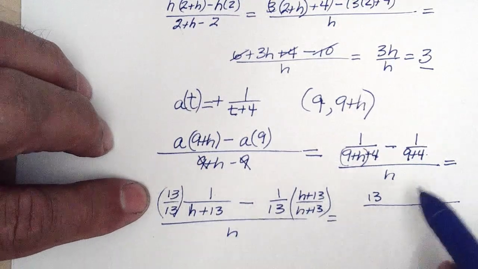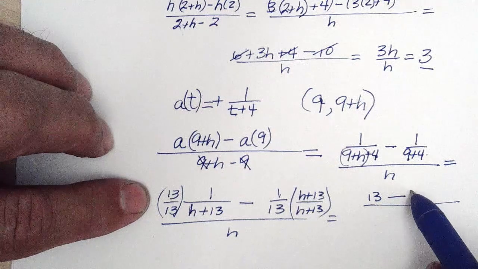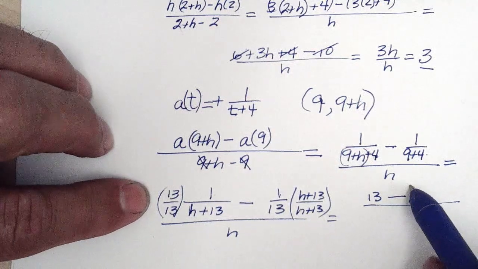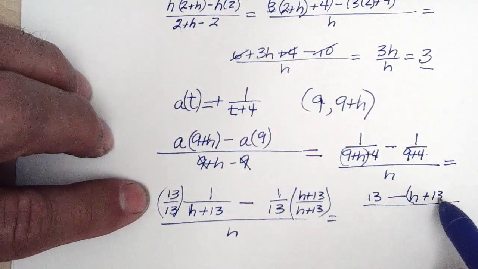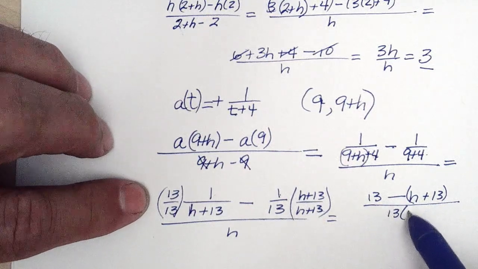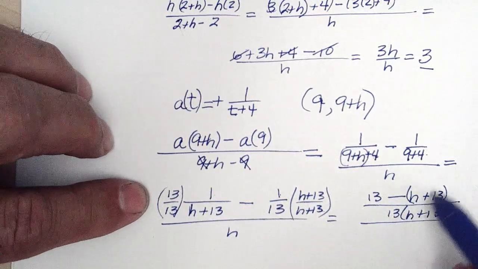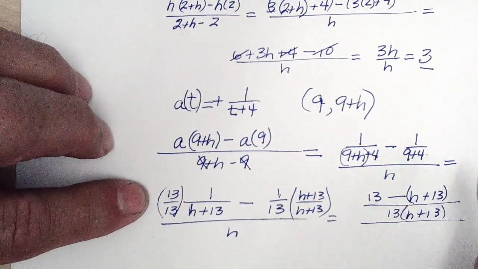So I'm going to get minus 1 times this, which is h plus 13 over 13 times h plus 13. And I know some of you are going to want to cancel that, but you can't because it's subtracted or added.